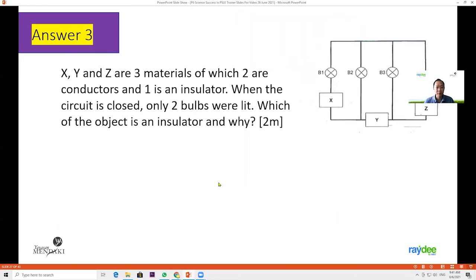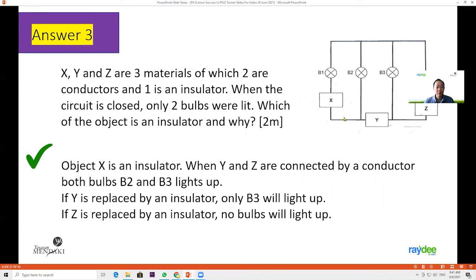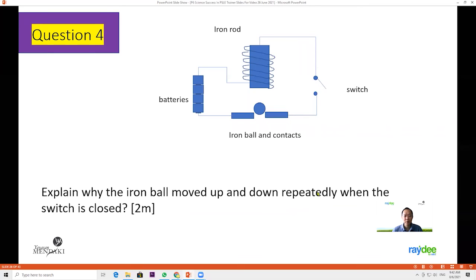For example, okay, let's see the answer. Right, so X must be the insulator, right? Because if you put Z as the insulator, electric current cannot pass through, right? So all bulbs will not light up. If you put Y as the electrical insulator, only B3 will light up. That means only one. So the only option is for X to be the insulator and Y and Z are the conductors.